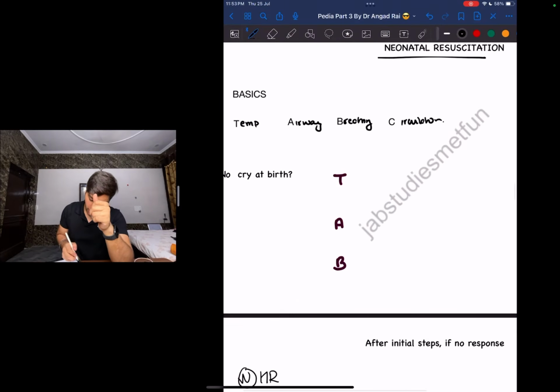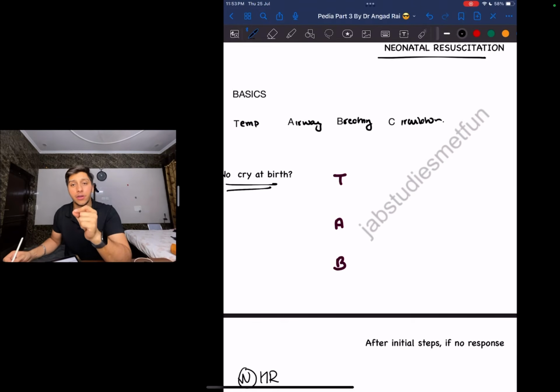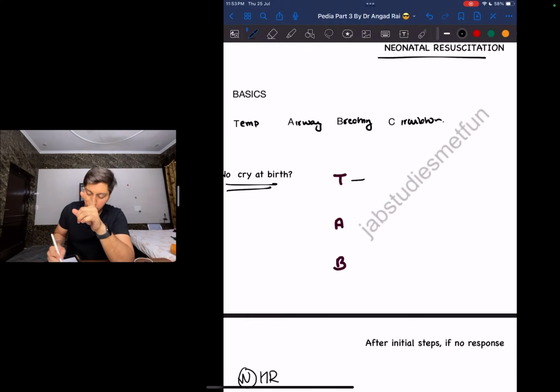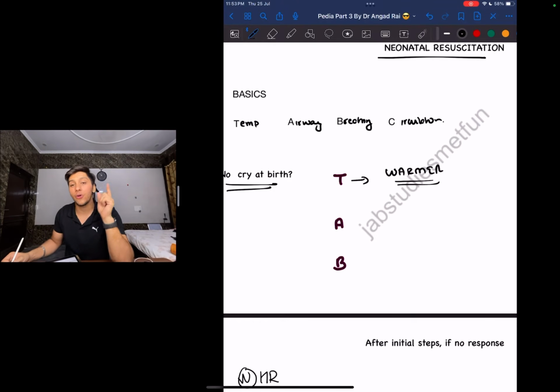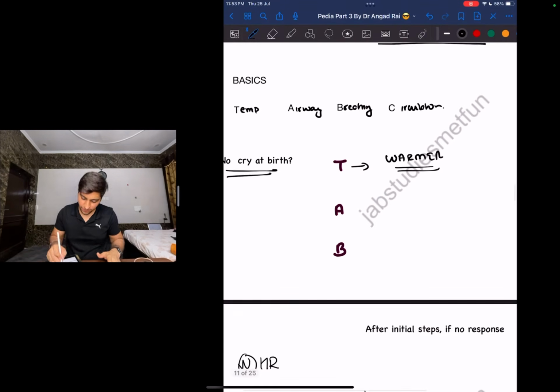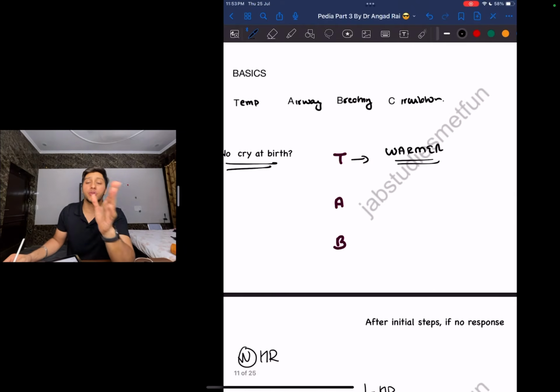Now see, during your initial assessment, you found out that the baby is not crying. So what are you going to do? First thing is temperature maintenance. How are you going to do that? Put the baby in the warmer. Remember what the mode of action of the warmer was? Radiation.